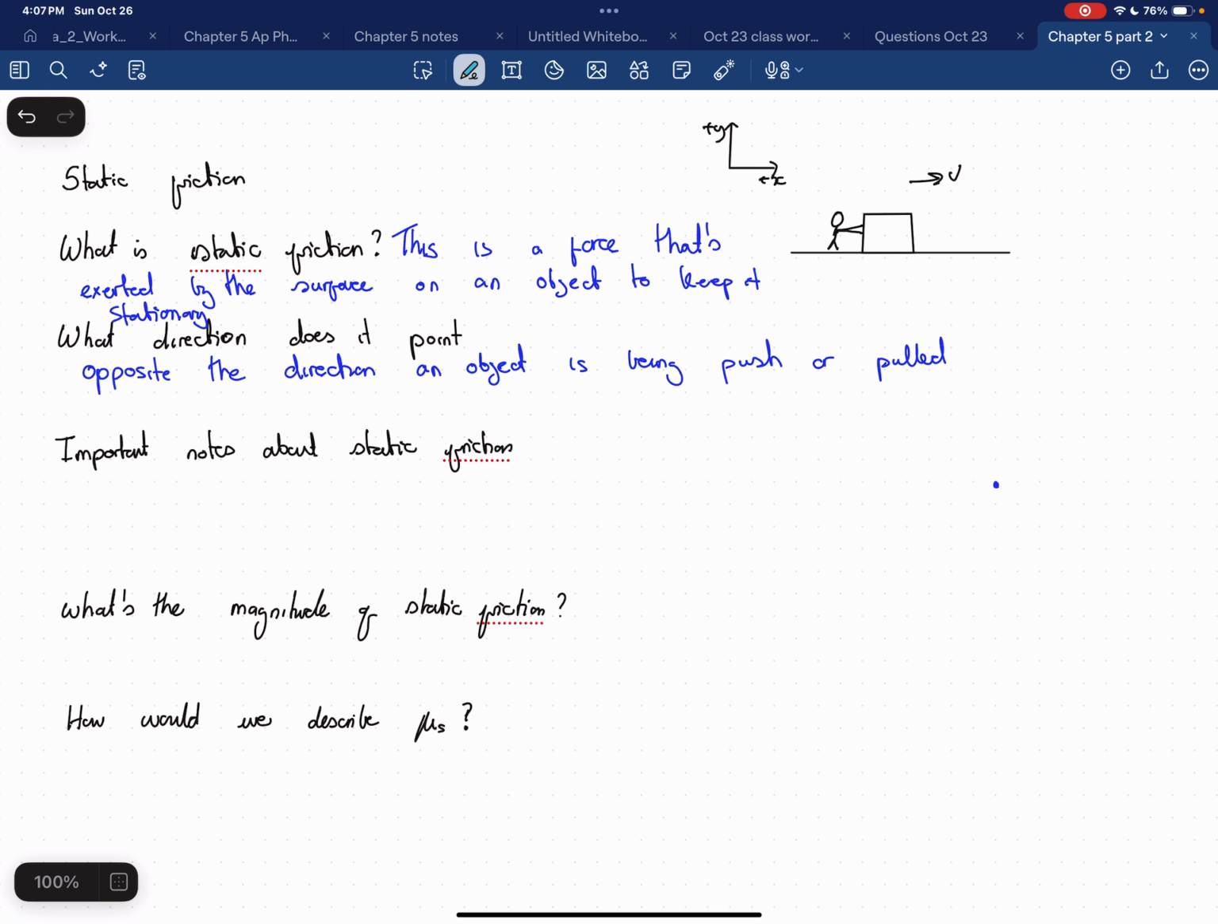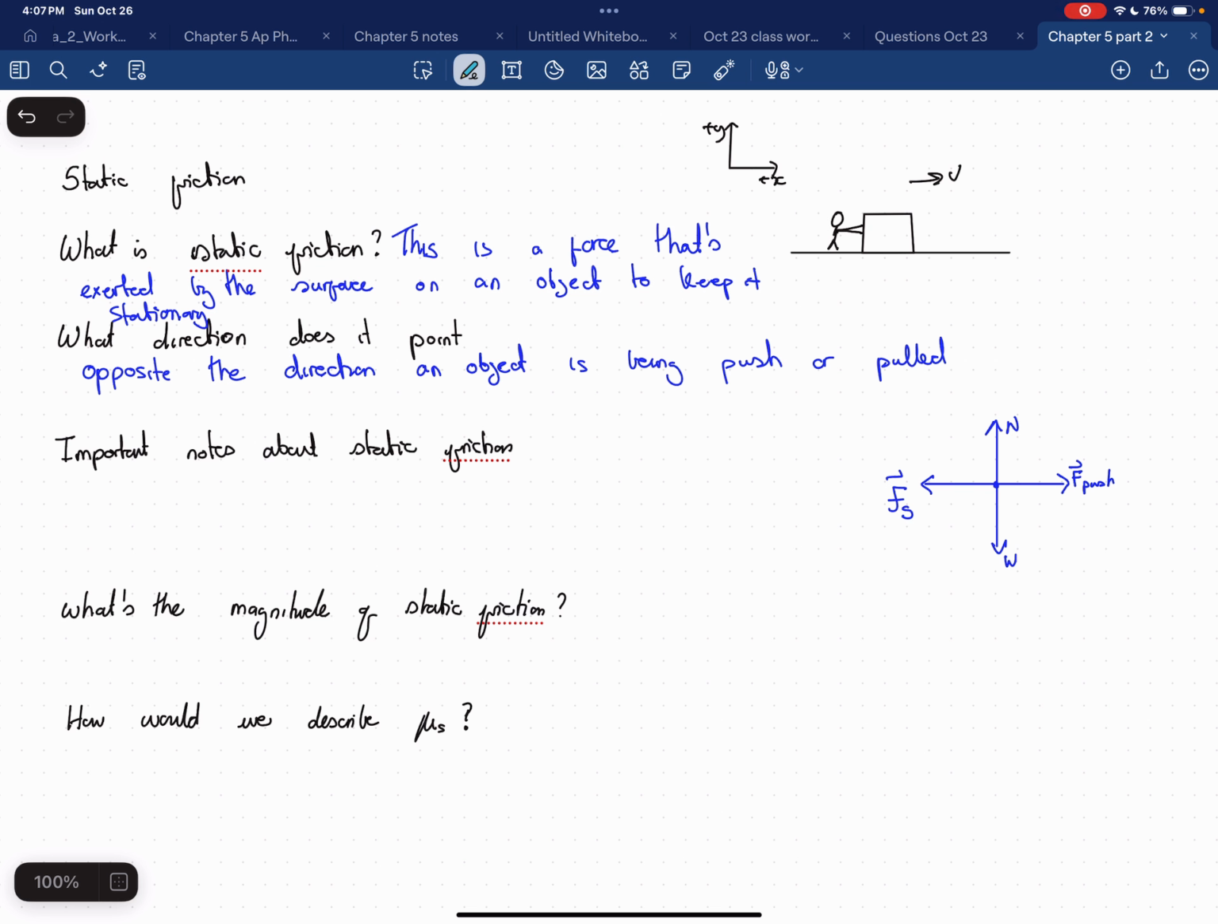Free body diagram. So you have a normal force. You have a weight force, of course. Weight and normal. And then we have the force of the push. And then we have static friction. This is how we write static friction: the little f with the subscript s.